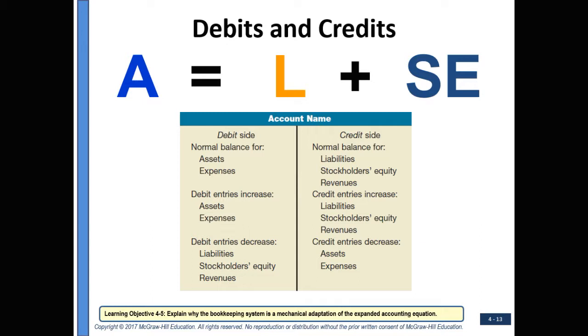Normal balance of liabilities, stockholders' equity, and revenue accounts is the credit side, because credit entries increase those accounts. Debit entries in liabilities, stockholders' equity, and revenue accounts decrease those accounts. The normal balance of an account is reflected on the same side of the T account in relationship to the accounting equation. The normal balance of an asset account appears on the debit side of the T account because assets are on the left-hand side of the accounting equation.